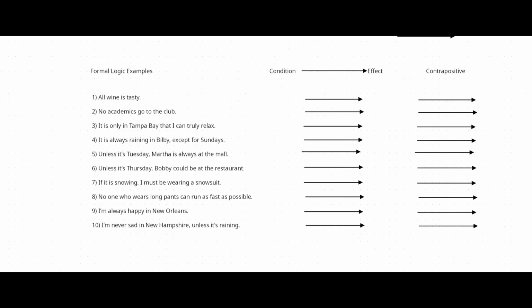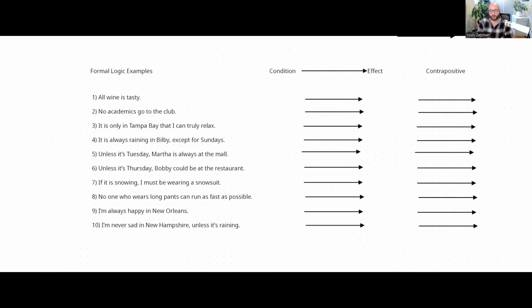Let's dive into examples on how to map formal logic, both sufficient and necessary conditions, and our exact steps for mapping. I have here a number of different formal logic examples. We're going to be working on how to map these and also how to build a contrapositive, which is a translation from a sufficient into a necessary condition or vice versa.